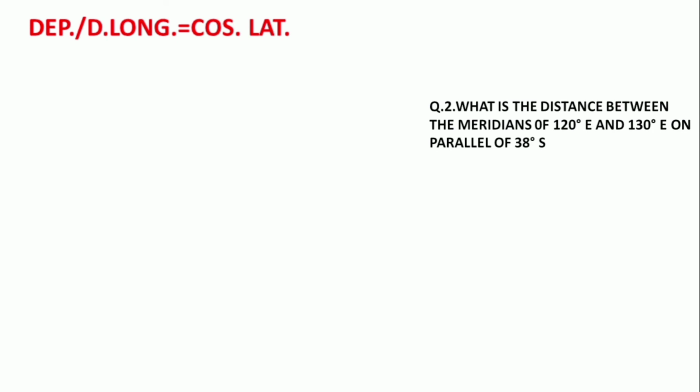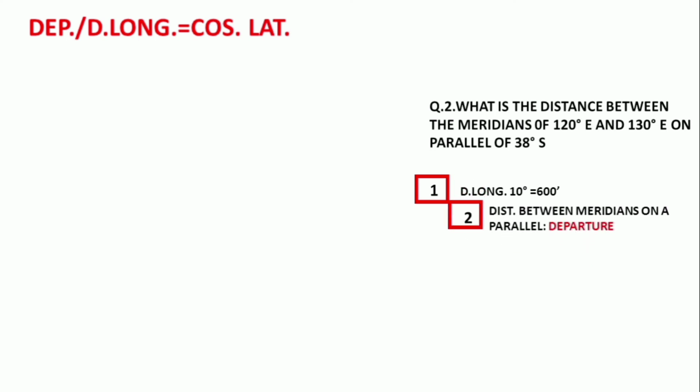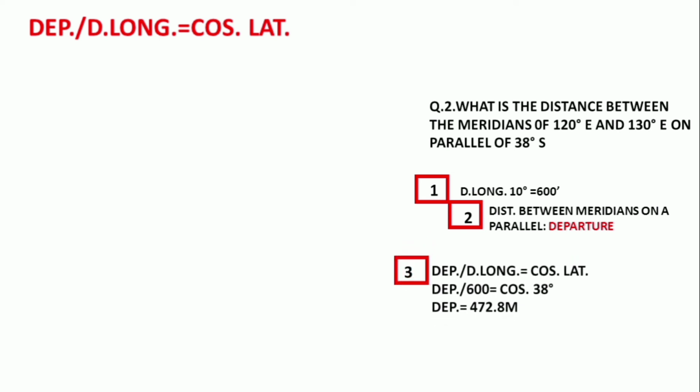Similarly here, the distance between two meridians, that is the D.LONG, now is 10 degrees and they are on the parallel of latitude 38 degrees. So D.LONG is 10 degrees between them, but the east-west distance would be different. That is your departure. So you can calculate your departure, the east-west distance between them, by using this formula: departure by D.LONG is equal to cos of latitude.